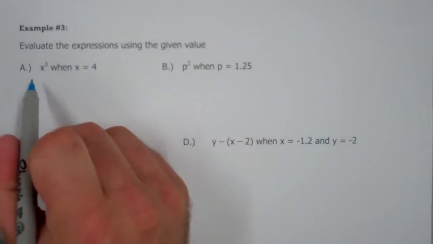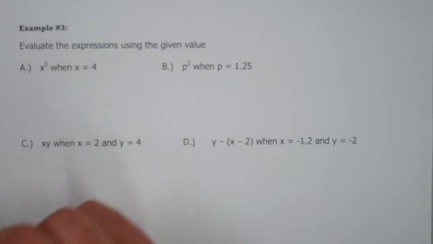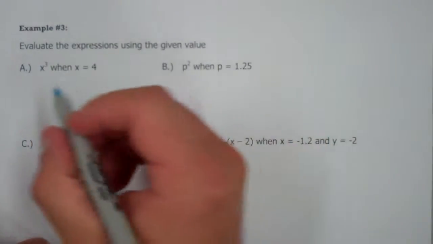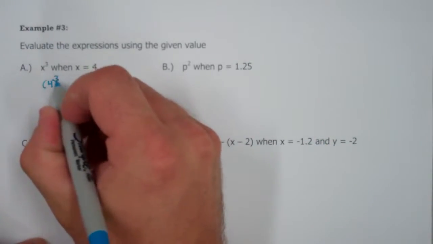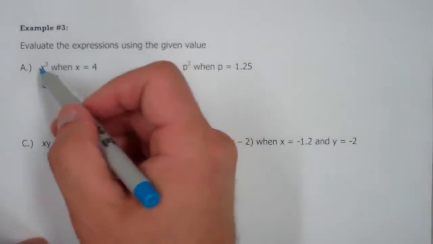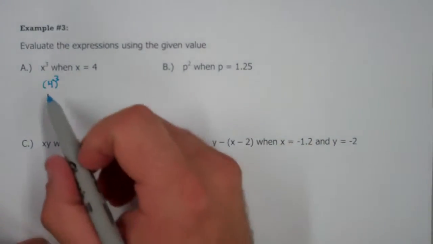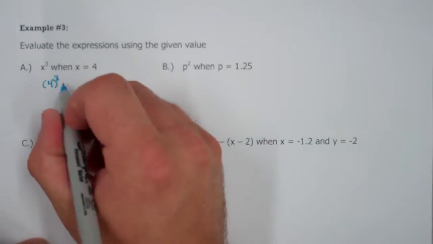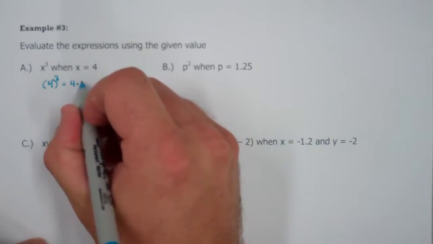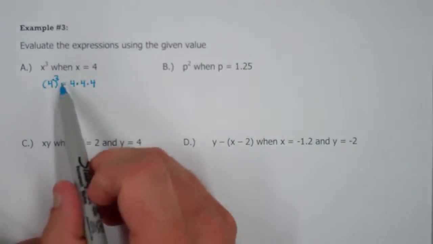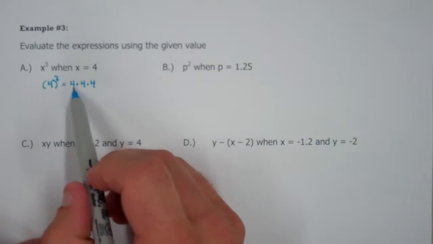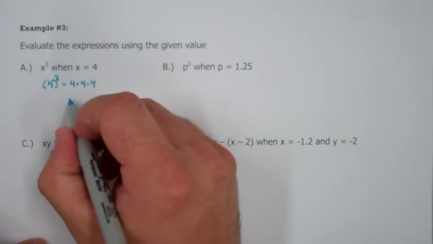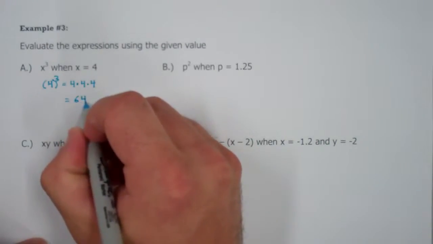So let's look at the first one here. We've got x cubed, that's our expression, when x is equal to 4. So what we can do is just use our parentheses here and take the x out, and then the 4 comes in for the x. 4 to the third power is the same as 4 times 4 times 4. That's what an exponent means. It's just repeated multiplication. So if we look at this, we've got 4 times 4, which is 16, and then 16 times 4, which is 64.